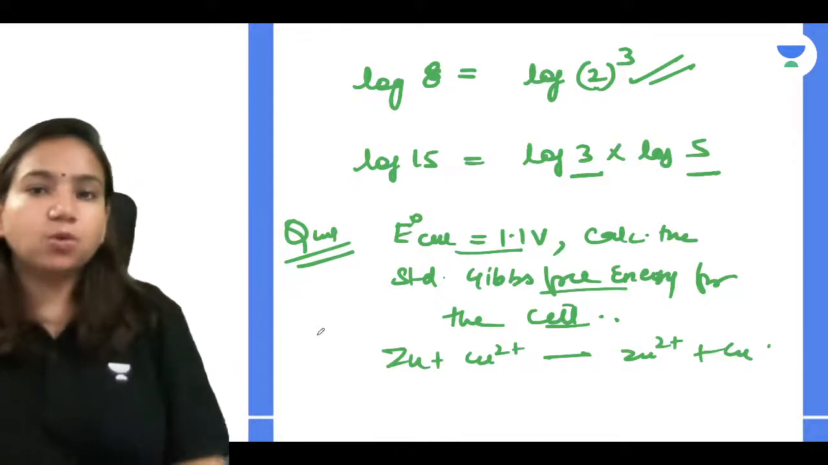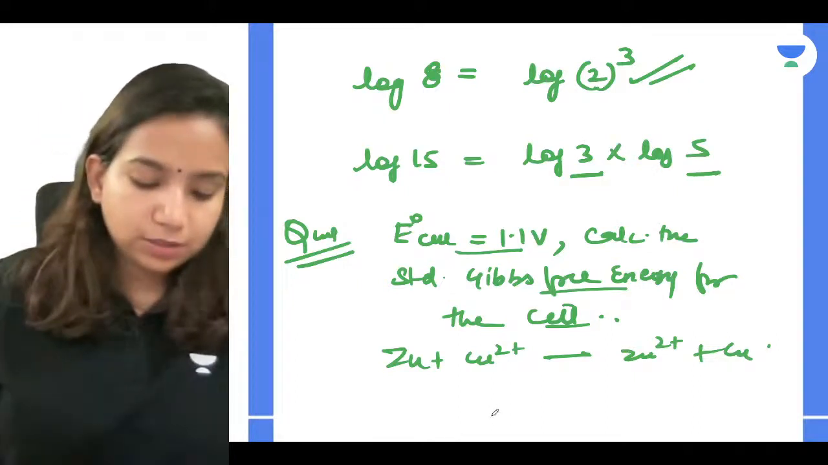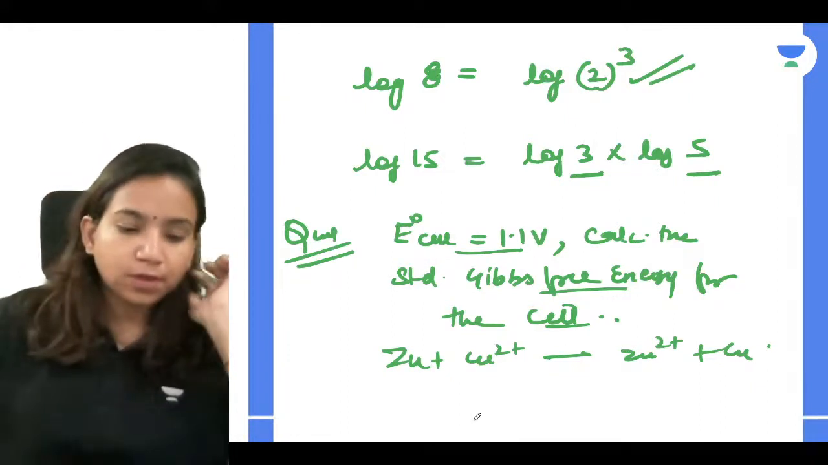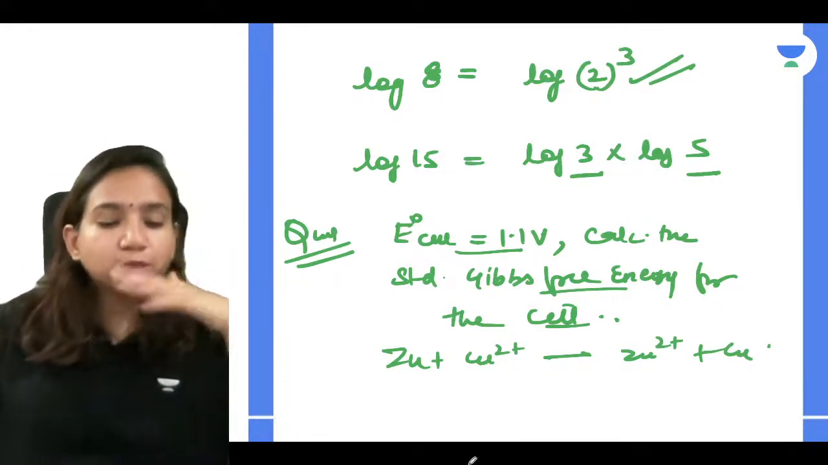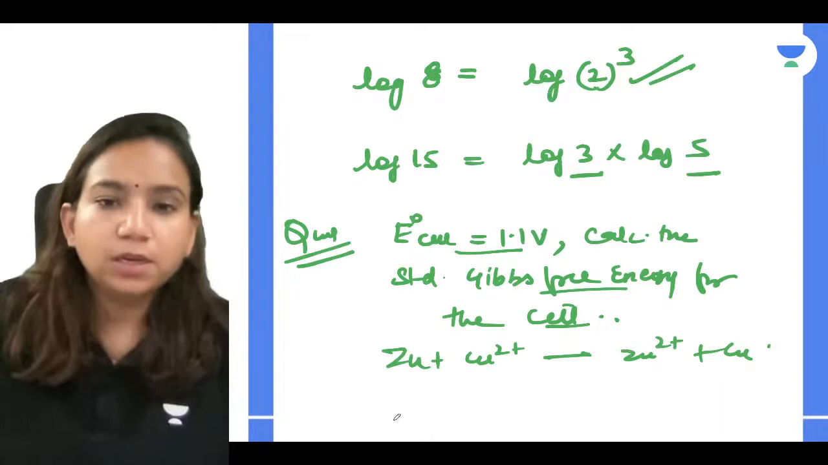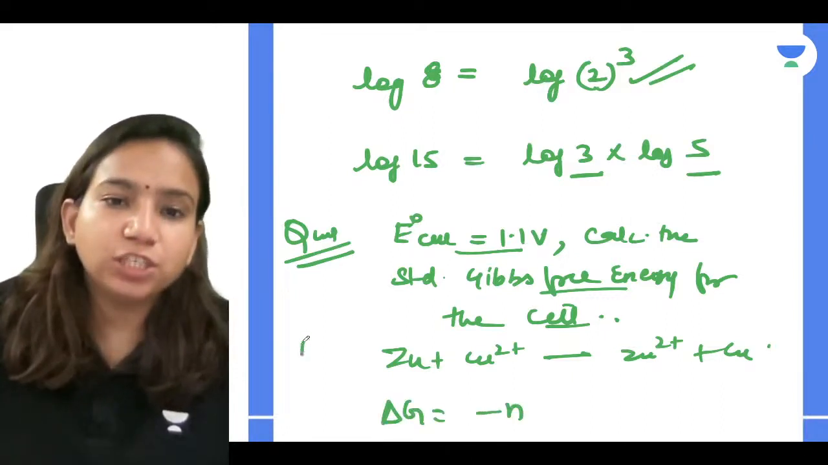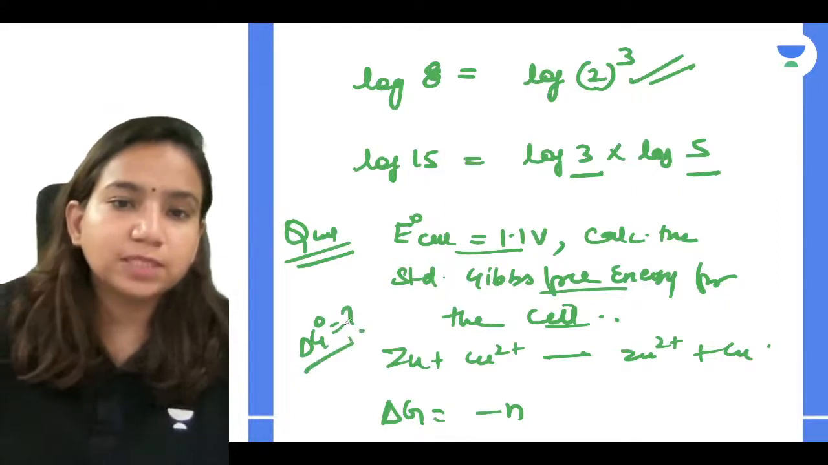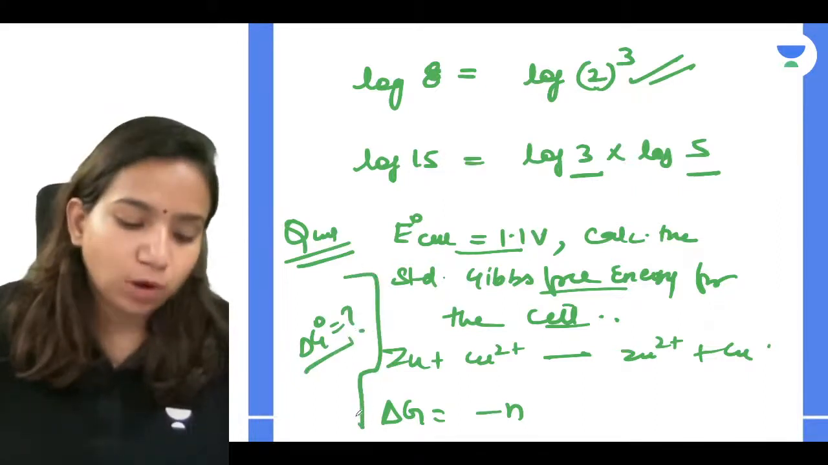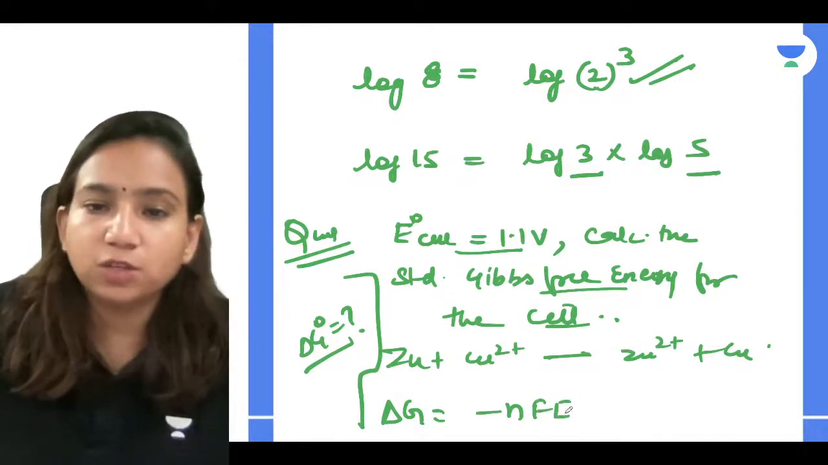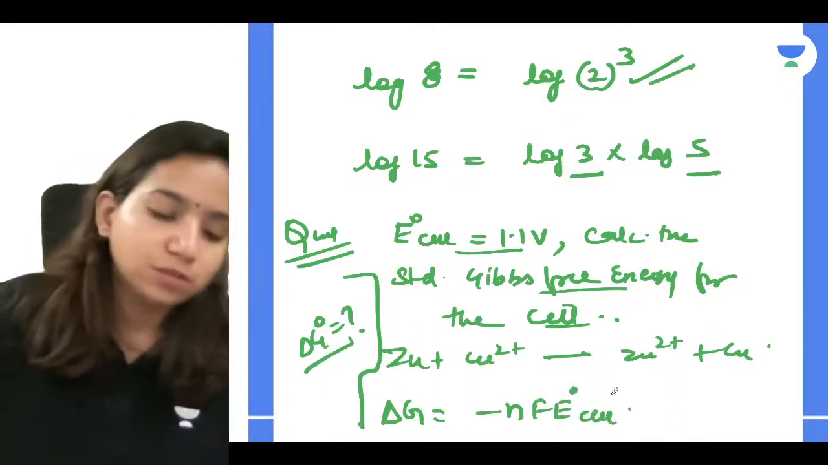Okay, so E naught cell we can calculate. So here guys, what formula will we be using, tell me. It's very simple. I have to calculate delta G naught, and what they have given me is E naught cell. So delta G is equal to minus nF E naught cell, correct? This is a formula, no?